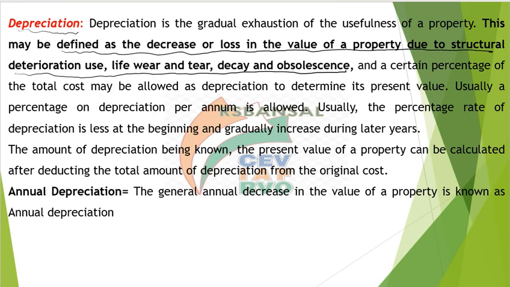And then how is it measured? Depreciation is measured as a certain percentage of the total cost. So basically, first of all, we find annual depreciation. What is annual depreciation? It is the general annual decrease in the value of the property. How it is found out, we will discuss in the coming slides.